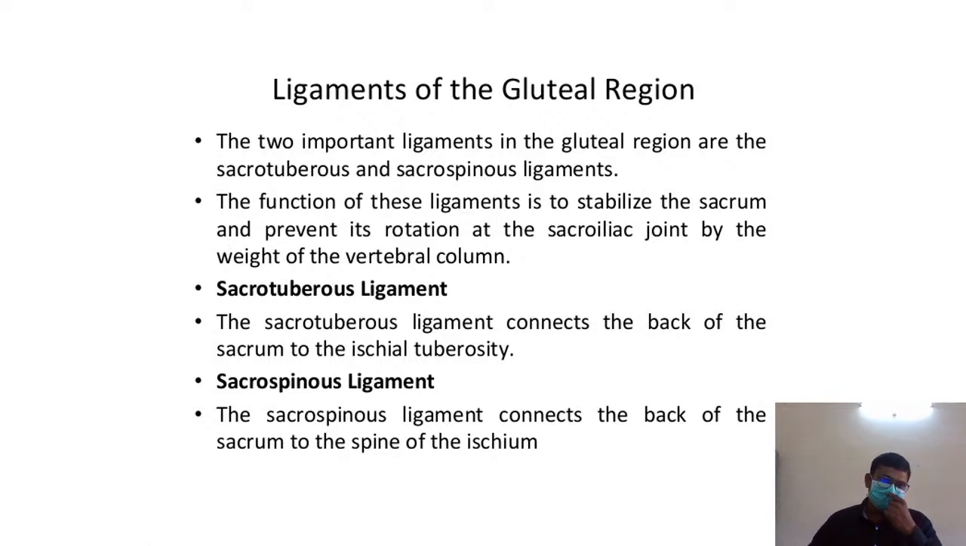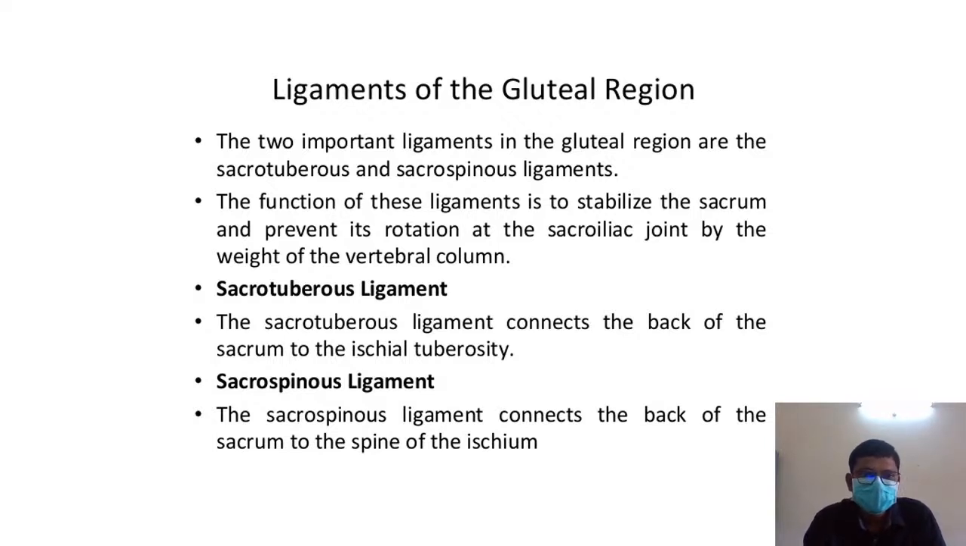Coming to the ligaments of the gluteal region. There are two important ligaments in the gluteal region. They are called the sacrotuberous and the sacrospinous ligaments. The function of these ligaments is to stabilize the sacrum and prevent its rotation at the sacroiliac joint by the weight of the vertebral column.